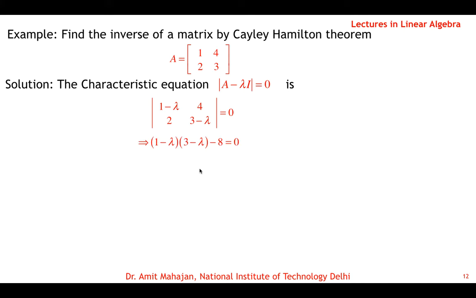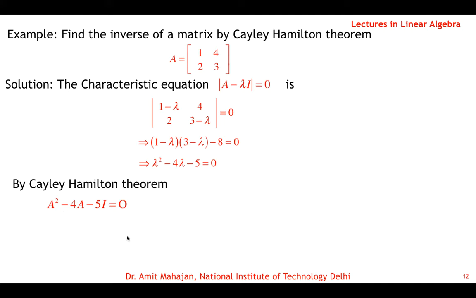Then we can solve this to write the characteristic equation, which is a polynomial equation in lambda. A second order matrix gives a second degree polynomial equation. So the Cayley-Hamilton theorem says that the matrix A satisfies this characteristic equation. That means A square minus 4A minus 5 must be equal to the 0 matrix.